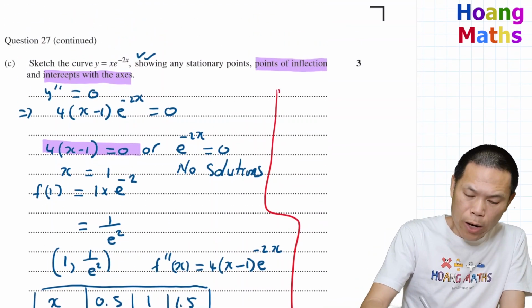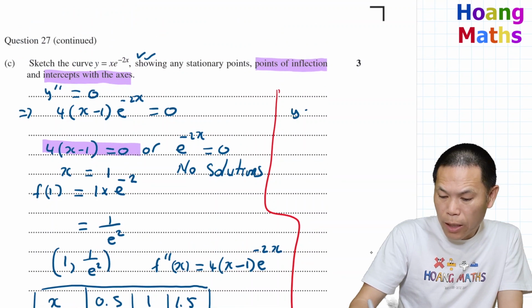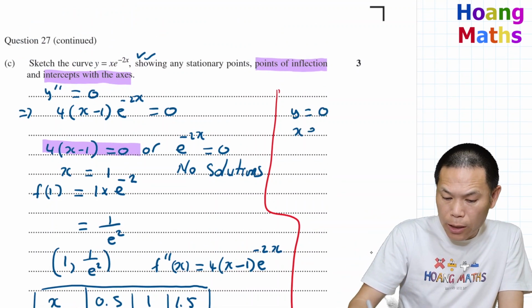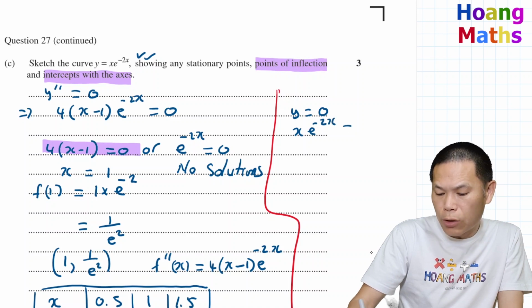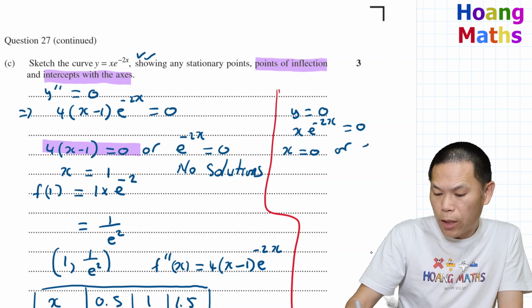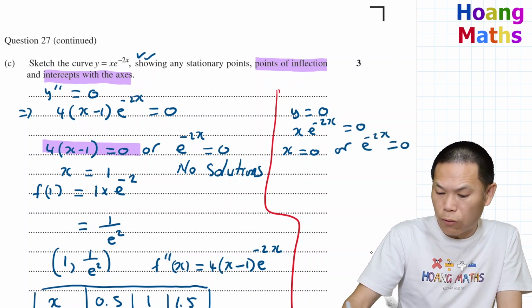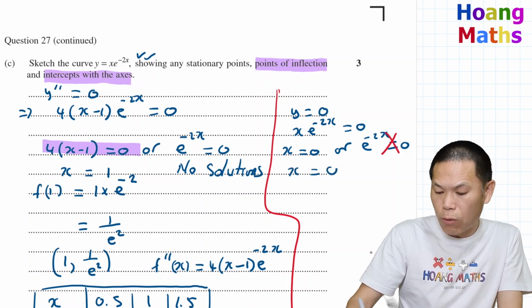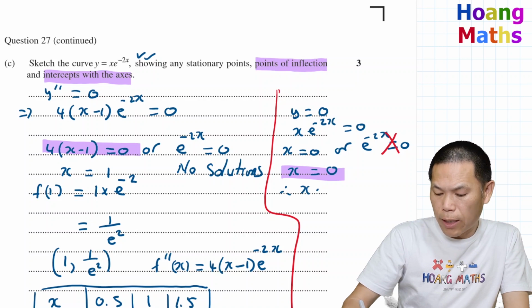So this means that when y equals 0, that is the x-intercept, okay? So that means x e to the negative 2x is equal to 0. So this means that x equals 0, or e to the negative 2x is 0. So there is no solution for this. Therefore, the x-intercept is x equals 0. Let me just write this down: x-intercept is equal to 0.